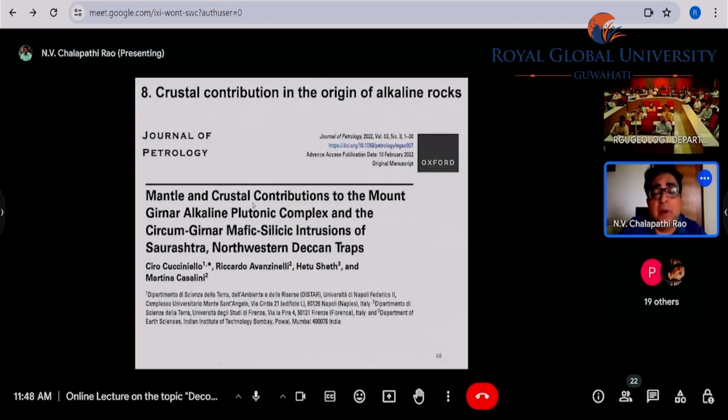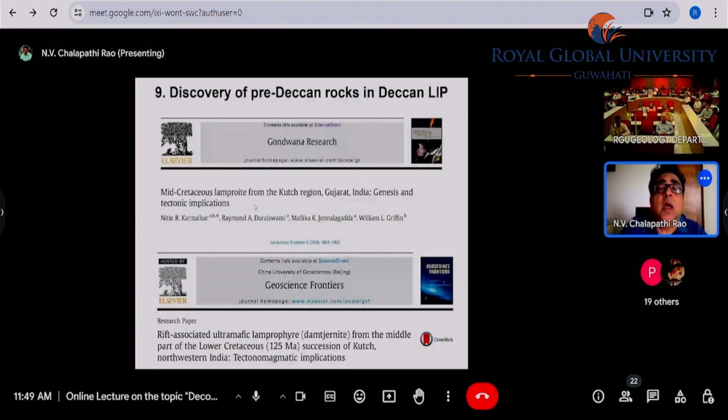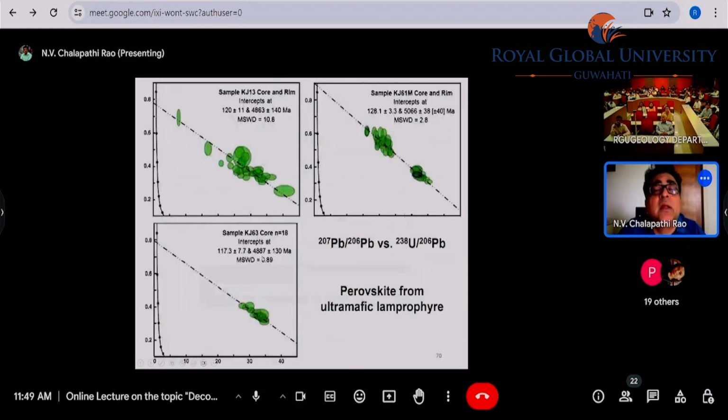And likewise, recent studies have shown the presence of crustal contamination in these alkaline complexes, like the work by Hetu Sheth and others. People have also discovered pre-Deccan rocks in the Deccan LIP, like a mid-Cretaceous lamproite, and lower Cretaceous rocks have also been discovered from Northwest India. These rocks have been dated at about 120 to 128 million years. So perovskite from this ultramafic lamprophyre was dated, and it gave an age of 125 million years. Wow.